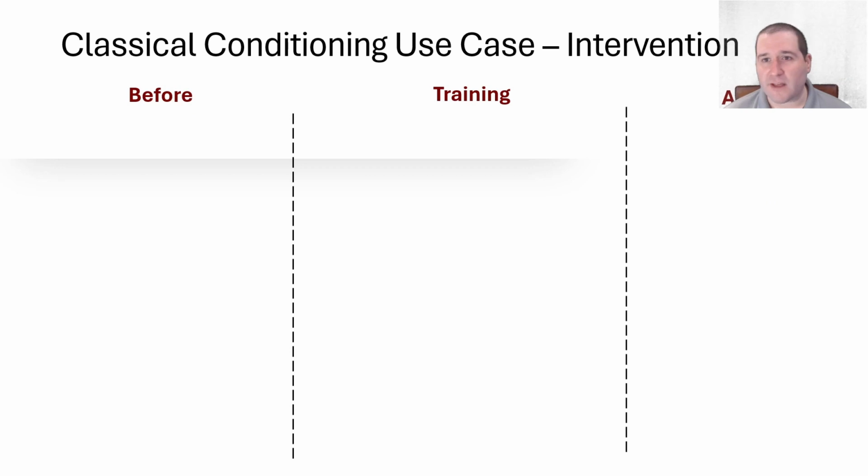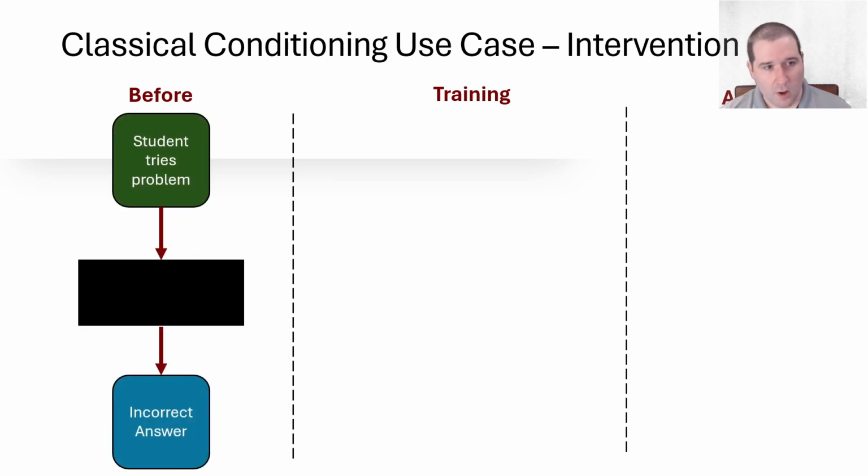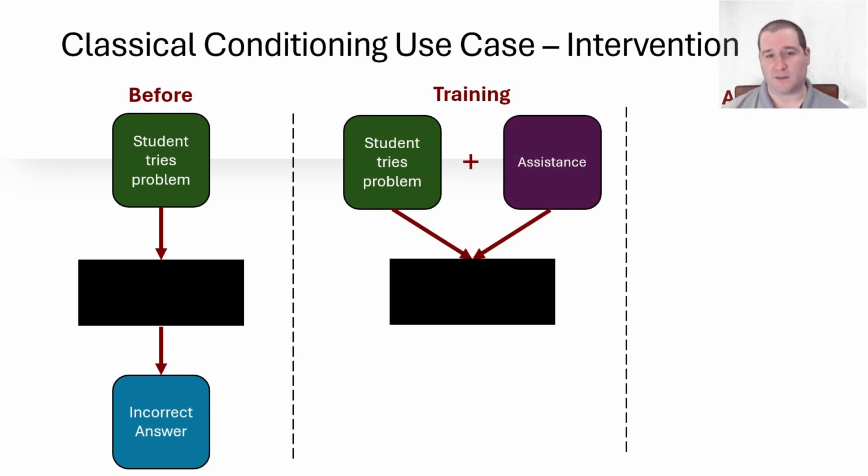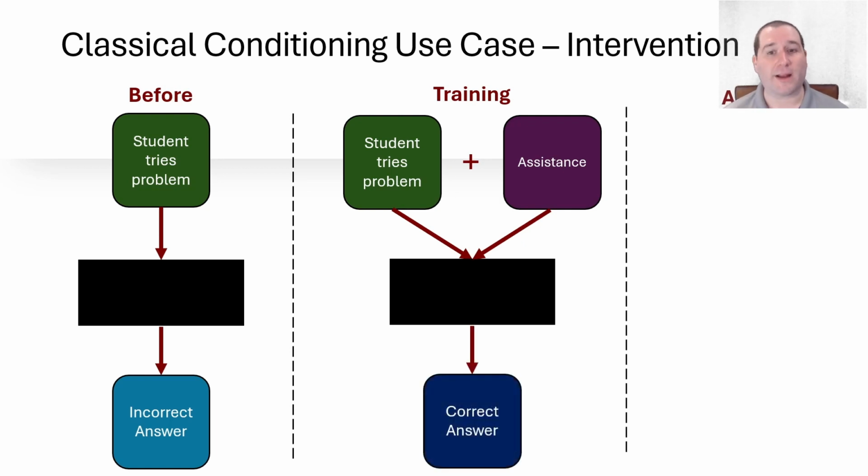Another strategy, interventions. Maybe you know a student is going to struggle with this problem-solving topic. You know when they try this problem, they're probably going to get an incorrect answer. So what do you do? Before that student tries the problem, let's give them assistance. Maybe you give them a calculator. Maybe you give them a problem-solving strategy to apply. But you're giving them that tool with the problem. So that way they can get to the correct answer.